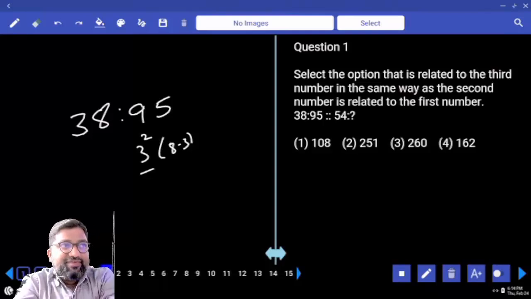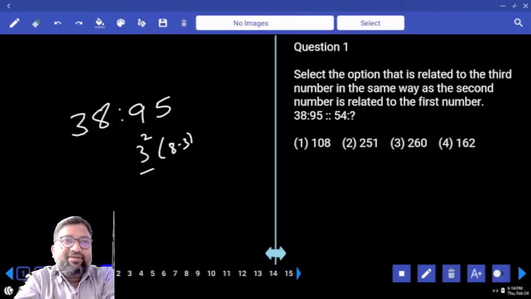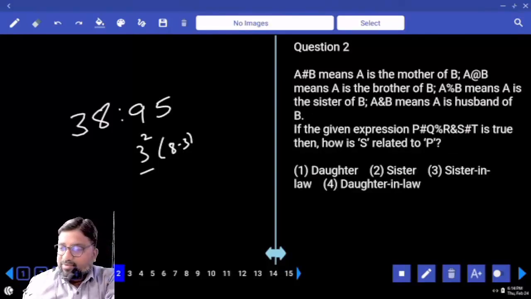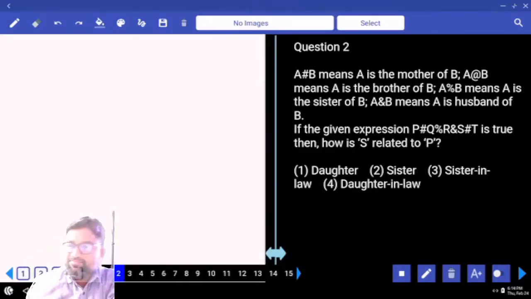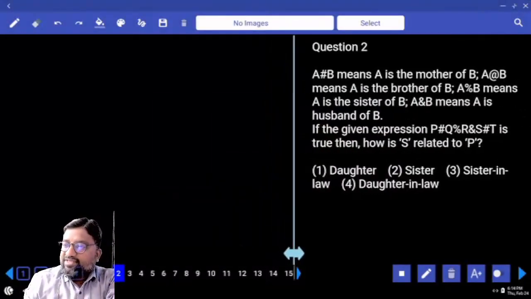Similarly, for 54, the first digit is 5, 5 square is 25, the difference between 5 and 4 is 1, your answer is 251. Clear? You'll see many more logics like this, don't worry. So let's go for the next one.